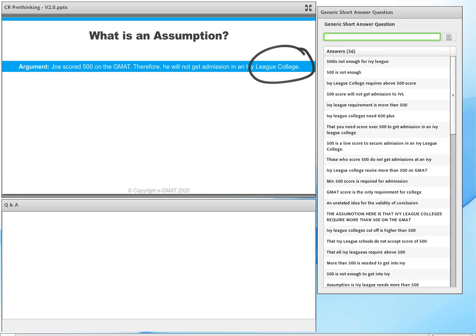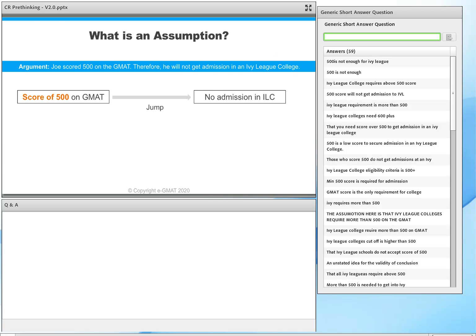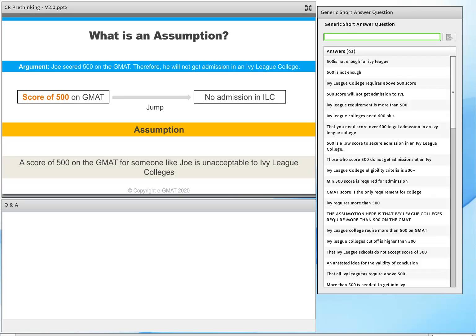So visualizing this is very, very simple. And then once you're able to visualize this, getting to the assumption becomes very easy, which is what I want to demonstrate over here through the simple exercise. So what does the author really say? The author says, hey, Joe got a score of 500. The author doesn't qualify what that score is, but then he uses this keyword therefore, and he says because of this, he will not get admission in an Ivy League college. So from that score of 500, the author comes to this conclusion that Joe will not get an admission in an Ivy League college.